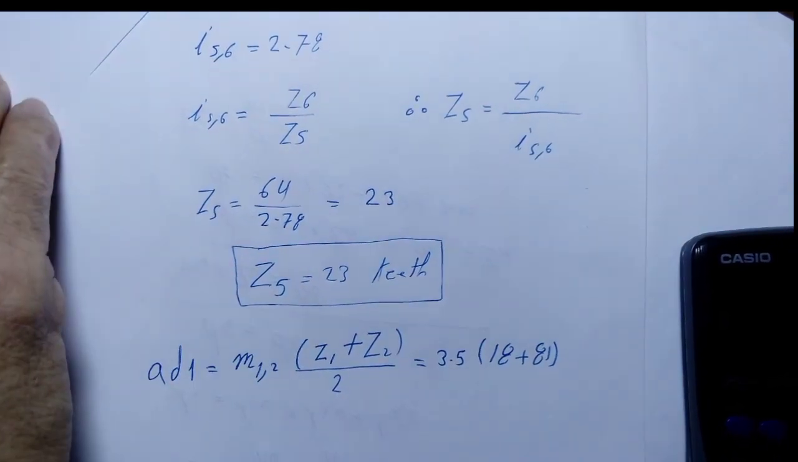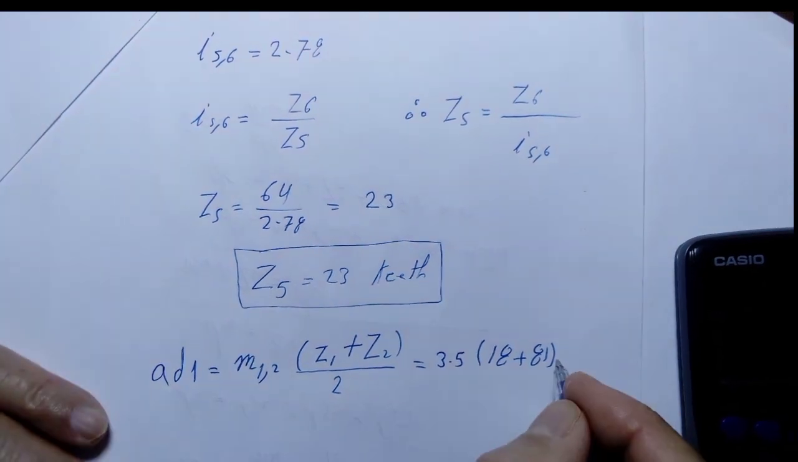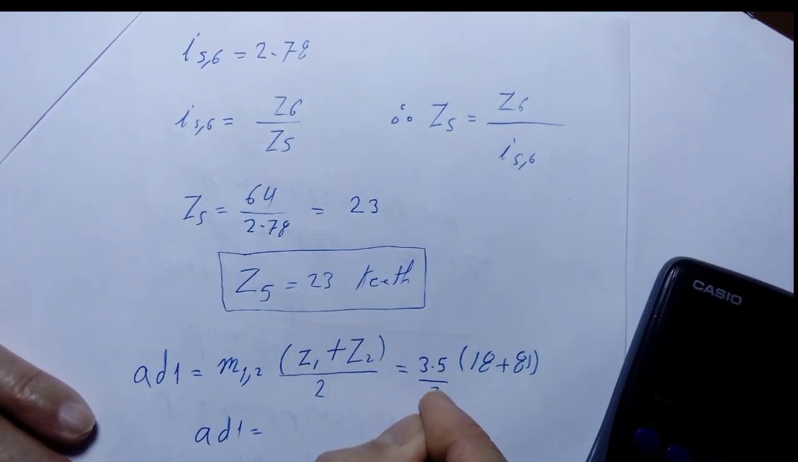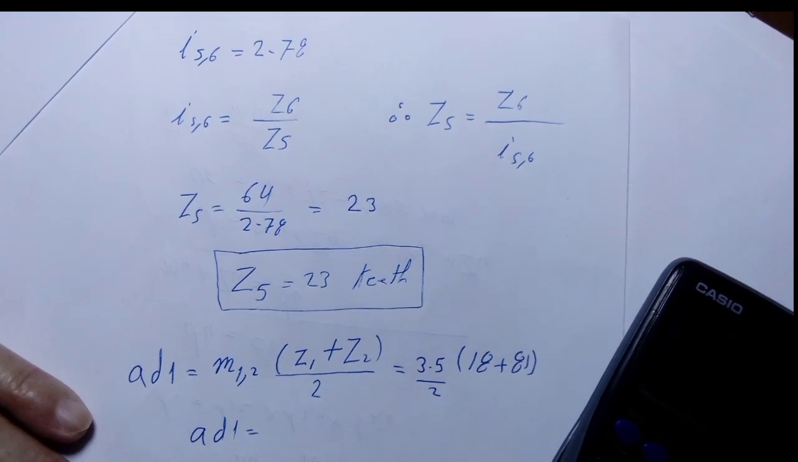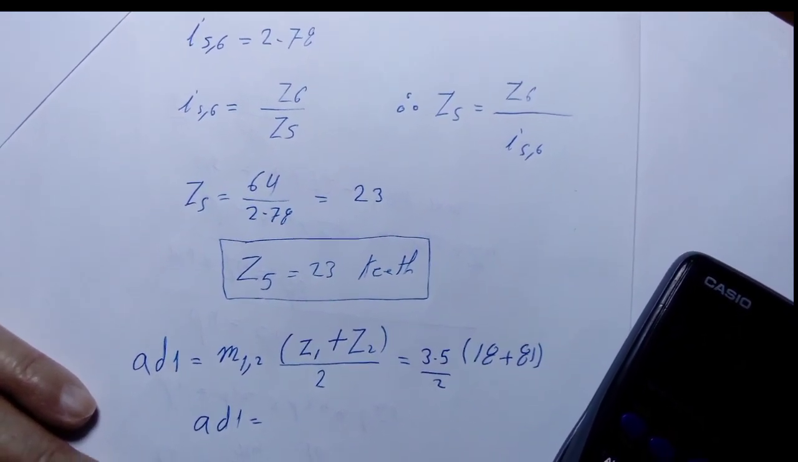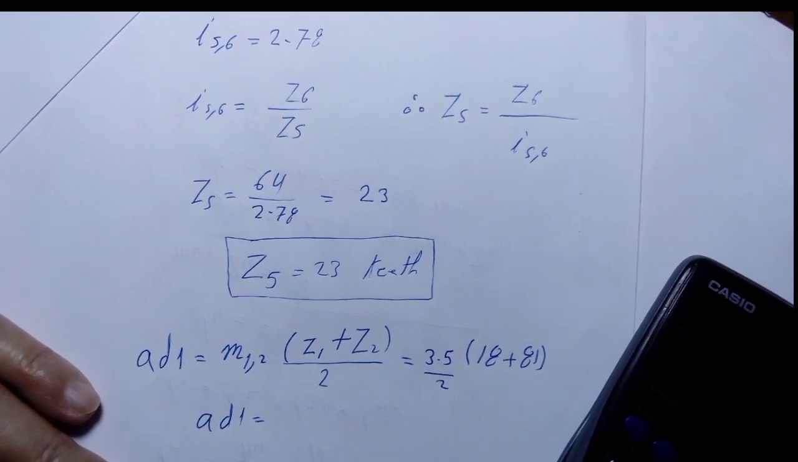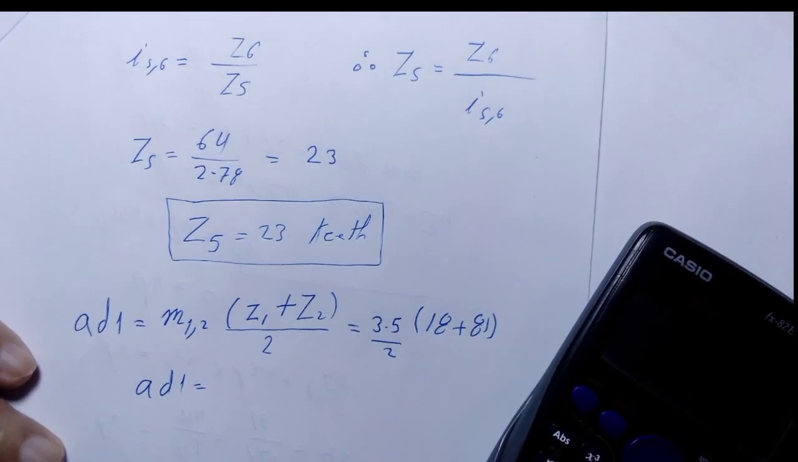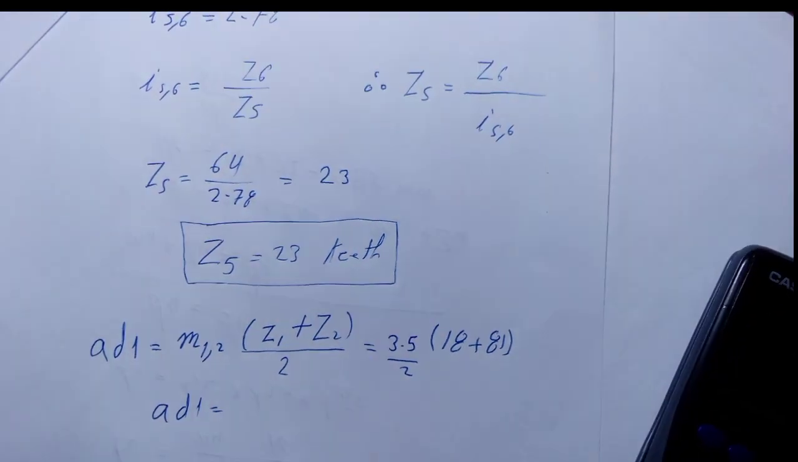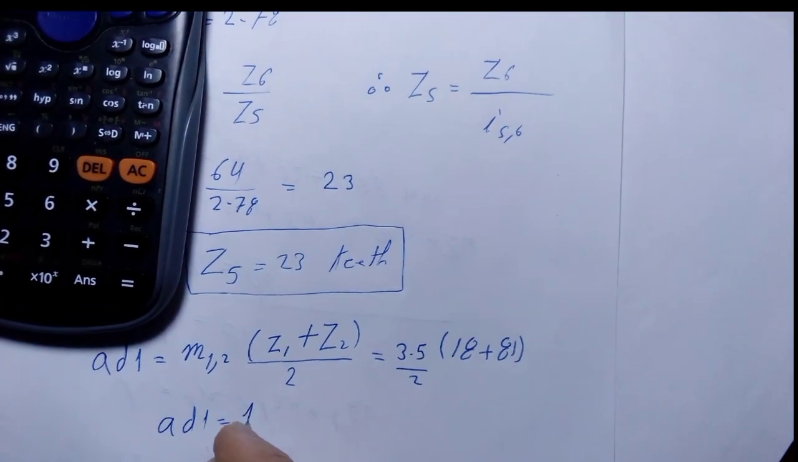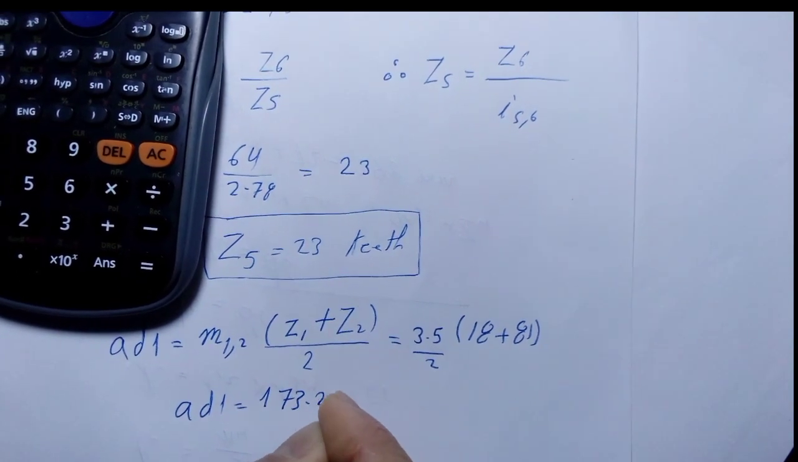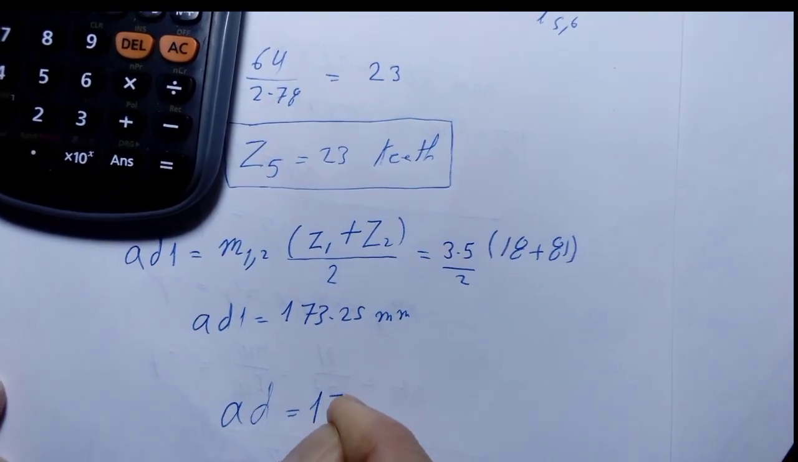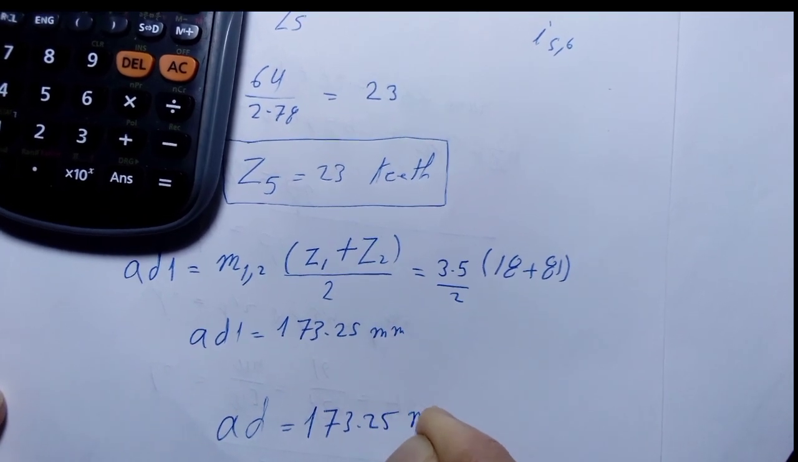So AD1 is equal to 18 plus 81, multiplied by 3.5, divided by 2, which is 173.25 millimeters. AD1 is equal to 173.25 mm.